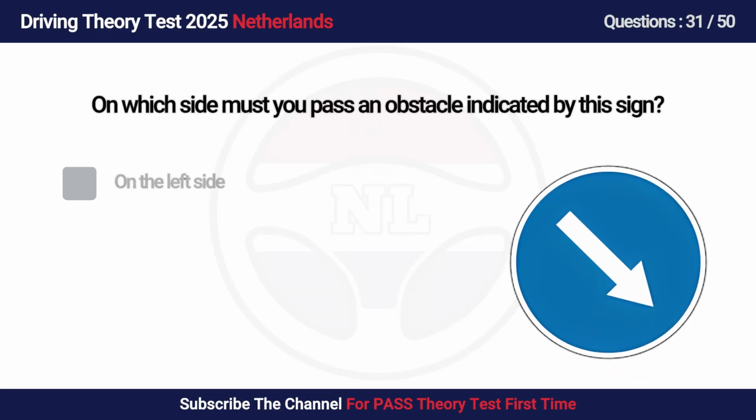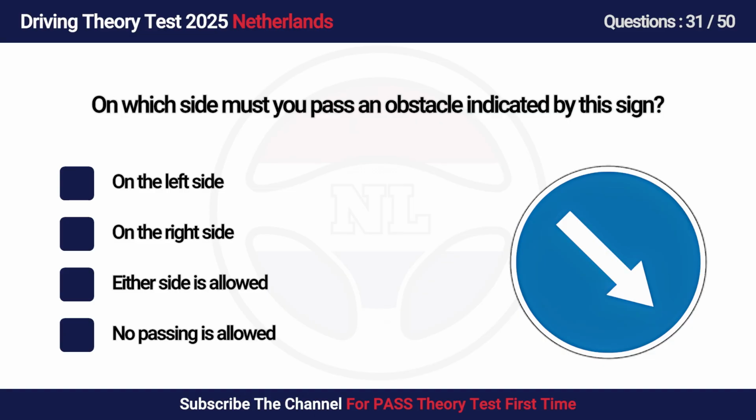Question 31. On which side must you pass an obstacle by this sign? A. On the left side, B. On the right side, C. Either side is allowed, D. No passing is allowed.